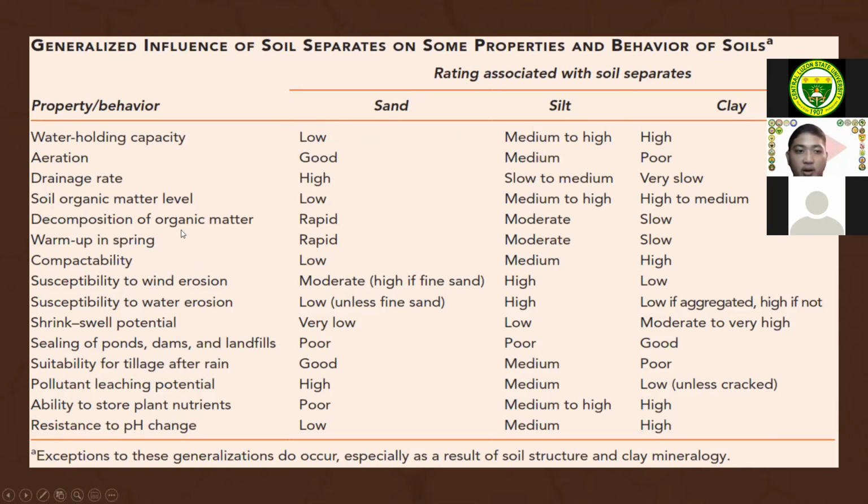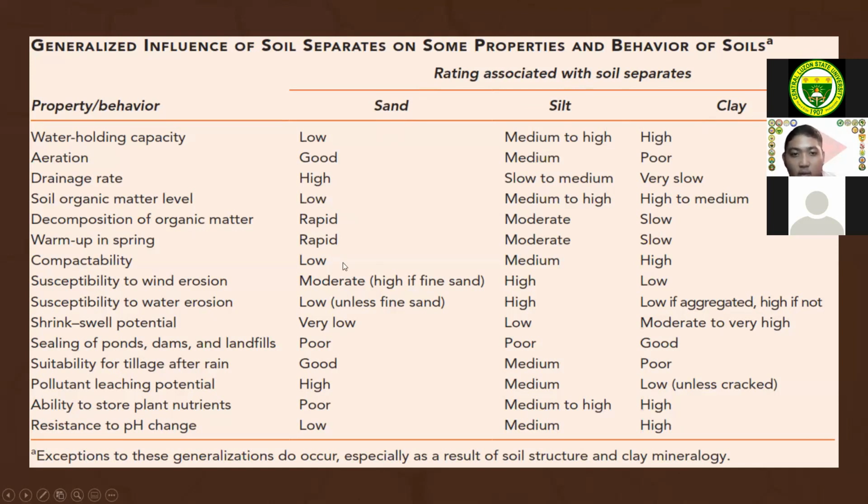Then, decomposition of organic matter. So, in terms of decomposition naman, mas mabilis ma-decompose sa sand, organic matter. Okay? Compared to silt, which is moderate, and clay is slow. Warm up in spring. So, during cold season, mas madaling warm up yung sand natin. Moderate with silt and slow in clay.